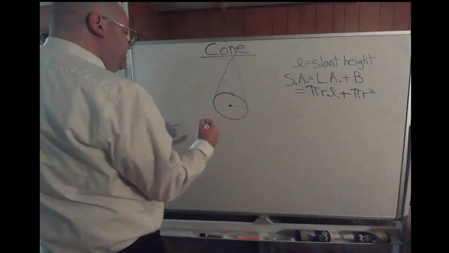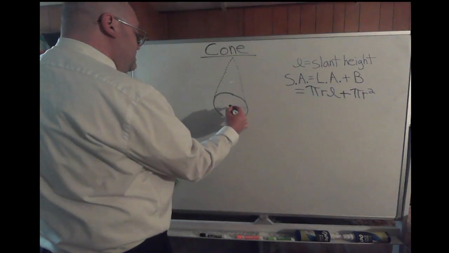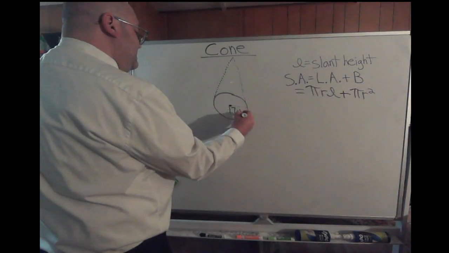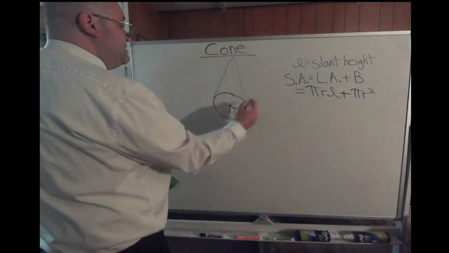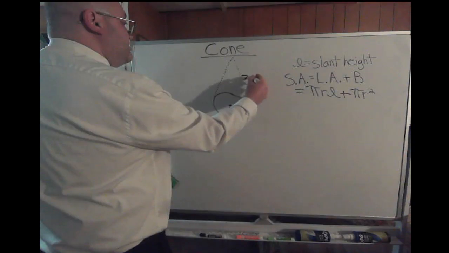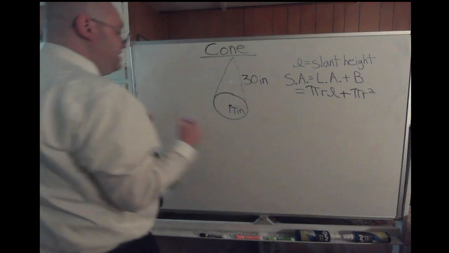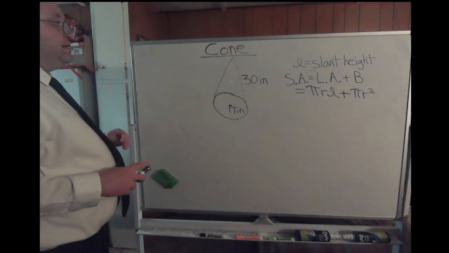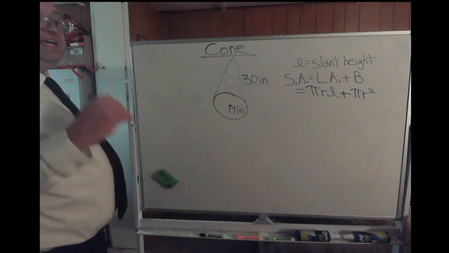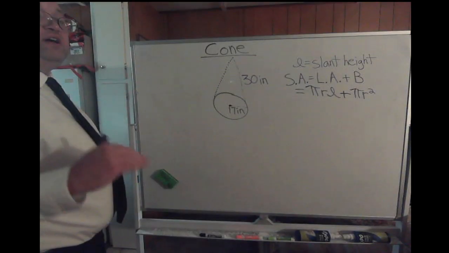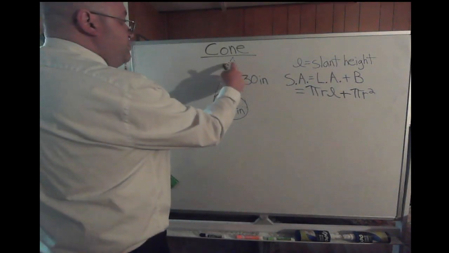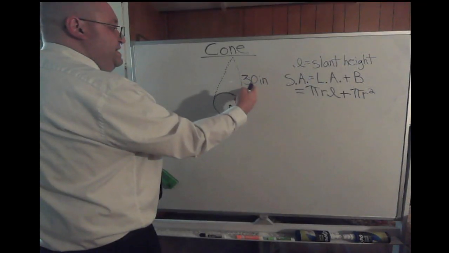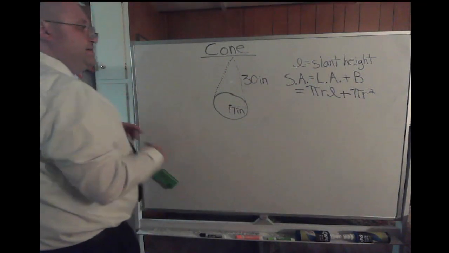So let's go ahead. We'll do 17 inches for the length of this radius. We'll do 30 inches for the slant height. Again, I cannot emphasize this enough: slant height is not the height of the cone. Slant height is where you see the sides of the cone. Basically, that's your slant height.